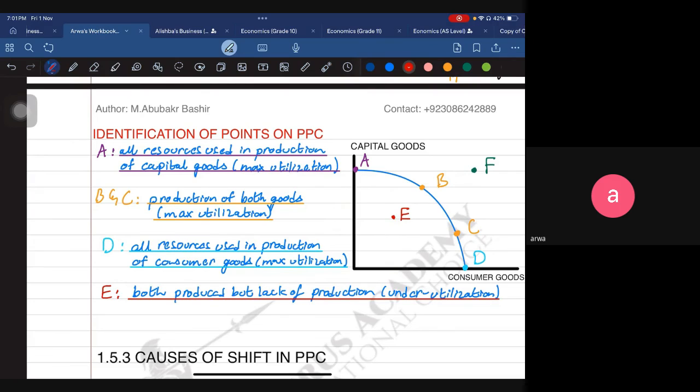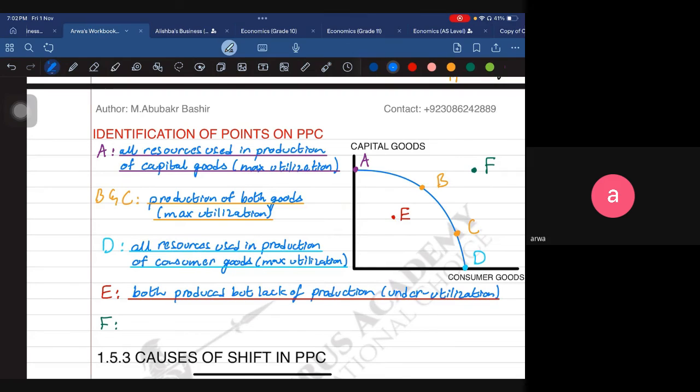Now the next one that we have, the last one, F part. What is happening here? To reach F, you need more resources. That amount of production is not possible for the economy because they don't have that many resources to reach that level of production. Unless they get more raw materials or more factors of production and shift the PPC to the right, they can't reach that level.